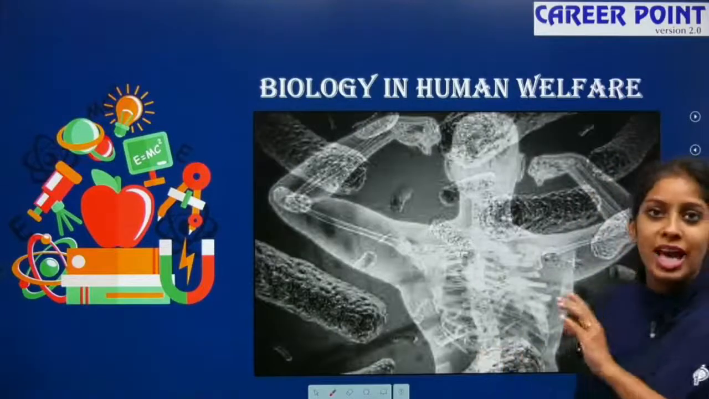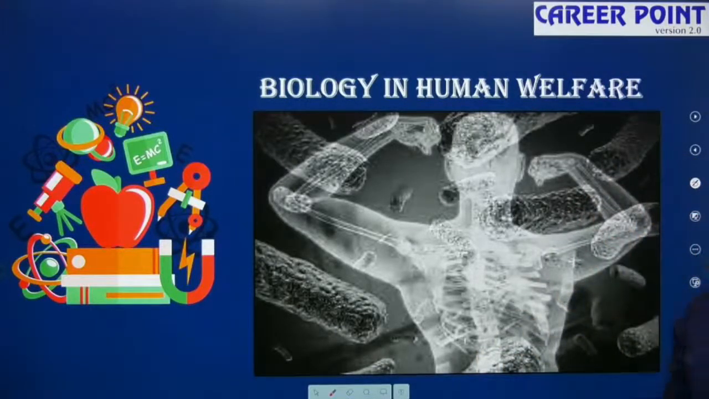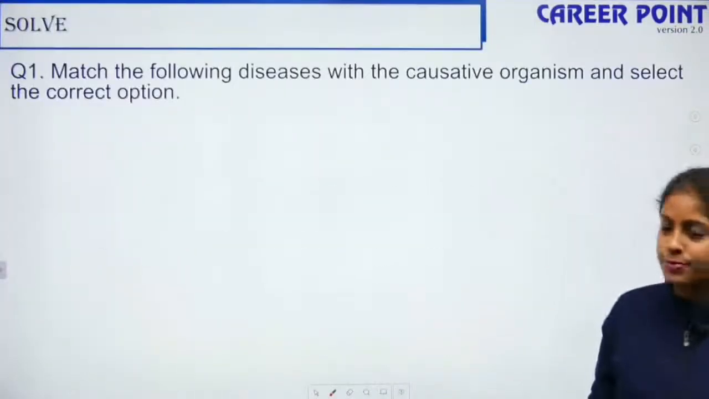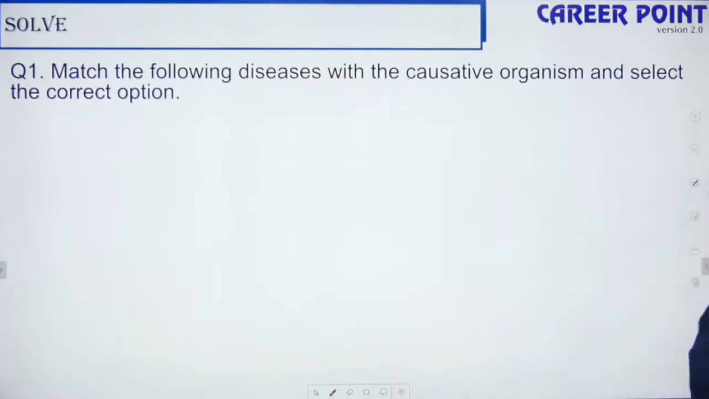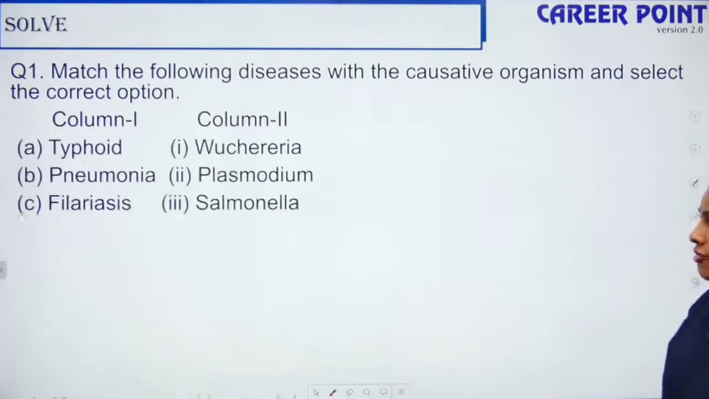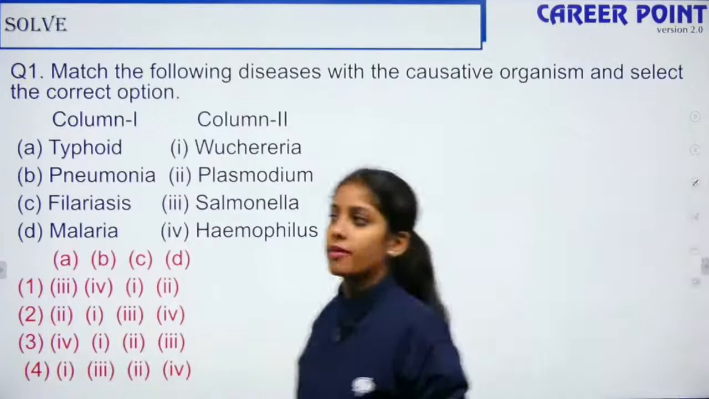Okay, so we are done with the 8 questions in reproduction. Now we come to the next unit, that is biology in human welfare. So here we go. Come on, quick, give me the answer. Question 1: match the following diseases with the causative organism and select the correct option. Yes, match it and give me the right answer. Take your time.